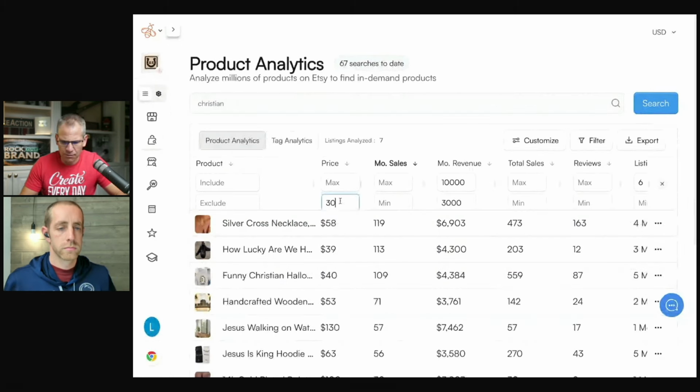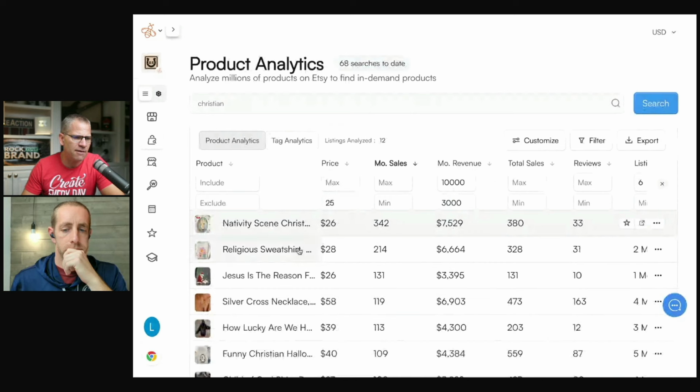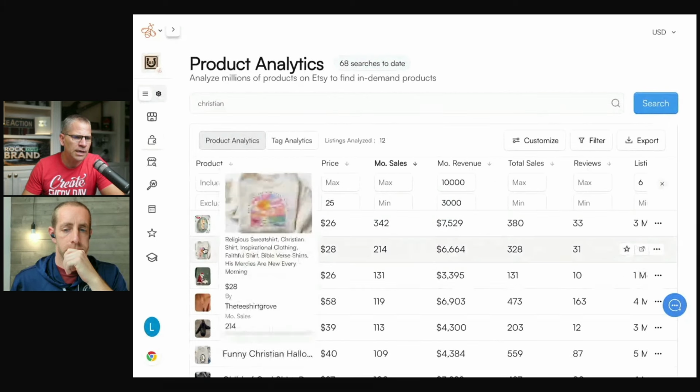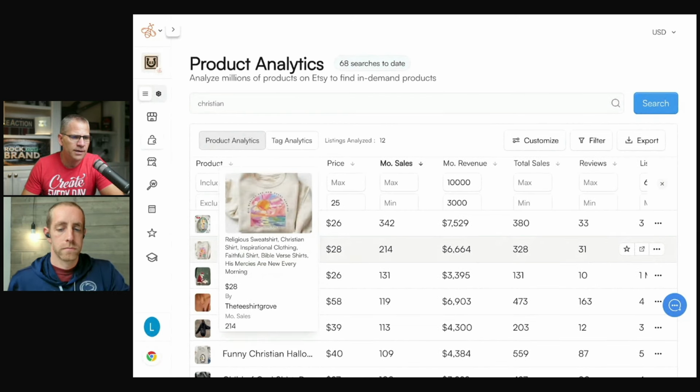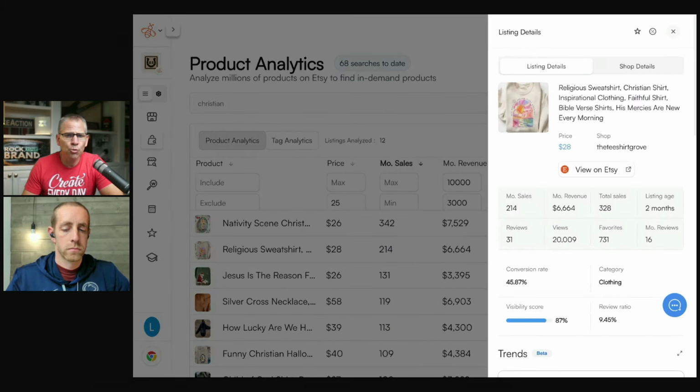We can say, okay, we're okay if we sell something for 25. Let's see what that does. Okay, now we bumped it up to 12 listings instead of 7, right? This one here looks like more for the holidays. This one here, okay, that's a religious sweatshirt. That one's $28. All right. And that one there, if I click on that one, that's 2 months old.